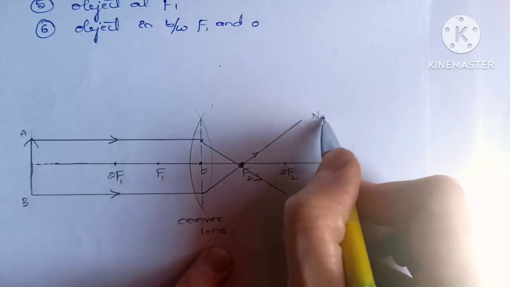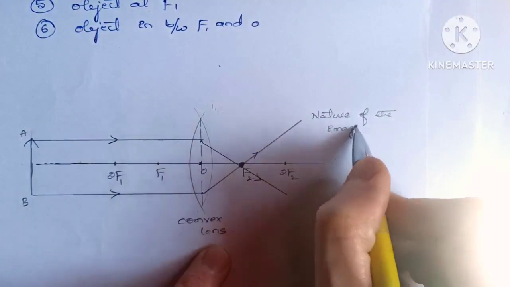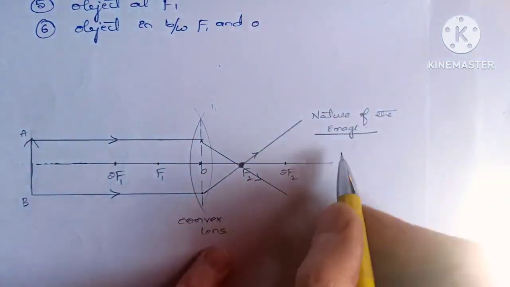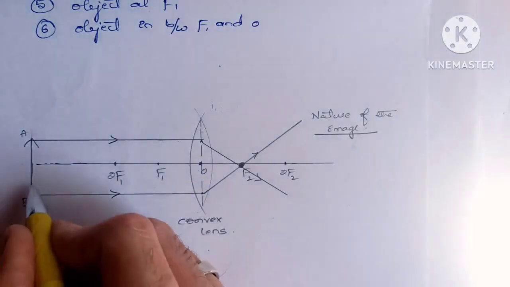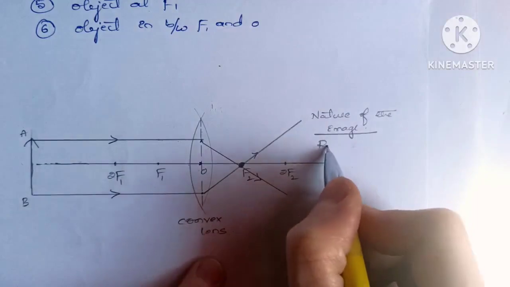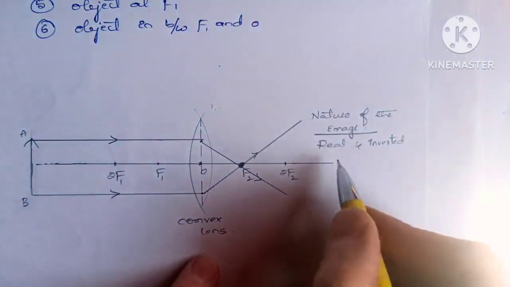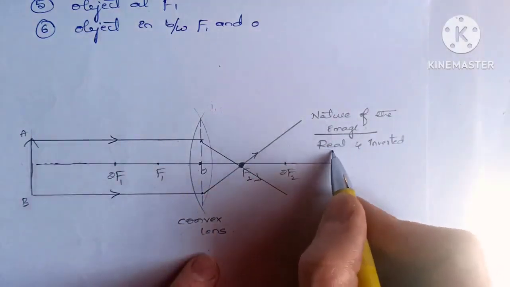Here you write nature of the image. Nature of the image is, see, one side the object is there, on the other side the image is formed, right? In that case, you need to write real and inverted. Very simple. For the first 5 constructions you need to remember the nature of the image is real and inverted.